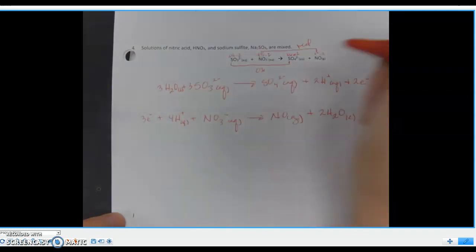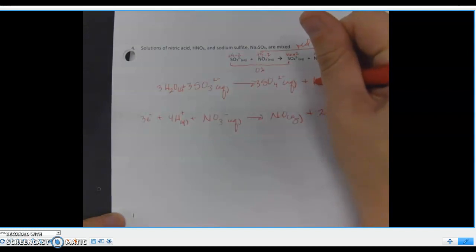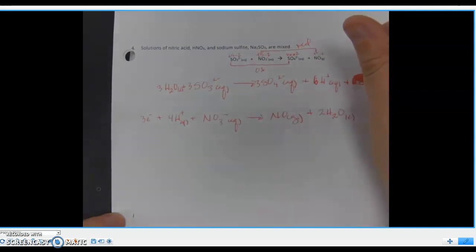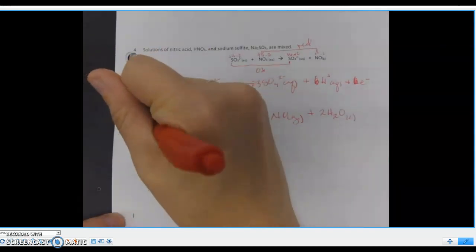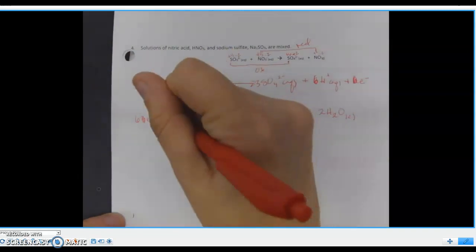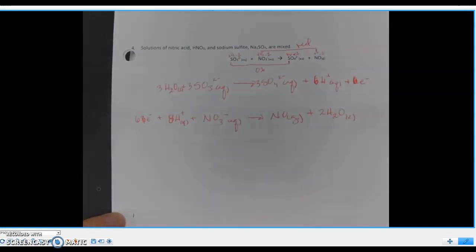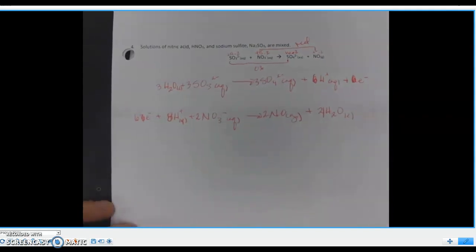So this is going to turn into 6 electrons. And then down here I'm going to multiply everything by 2. So now this is 6 electrons, 8 hydrogen ions, 2 nitrate, 2 nitrogen monoxides, and 4 water molecules. Once I have balanced all of that, then if it's showing up on the reactant side and the product side, it can cancel just like the electrons. But that might not be the only thing.